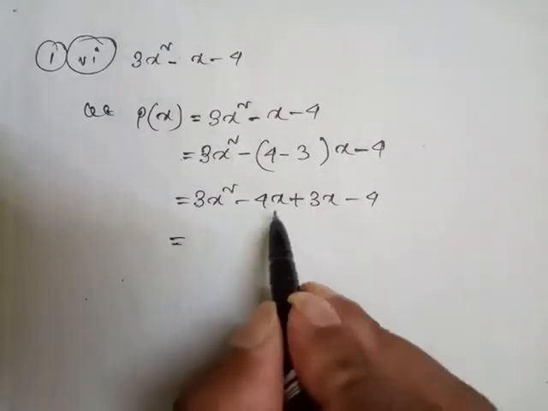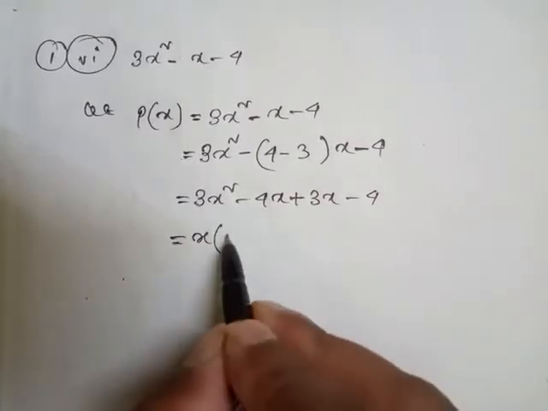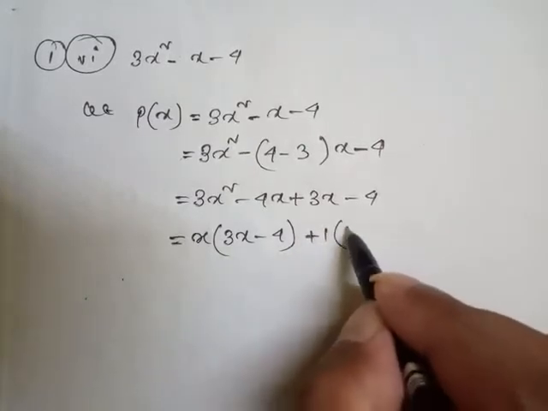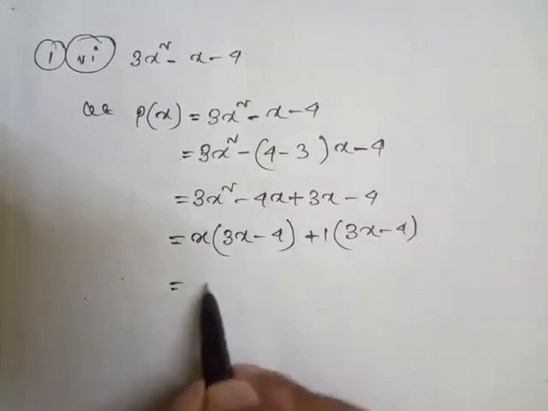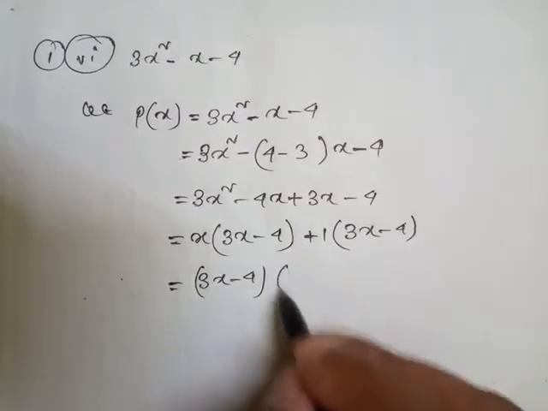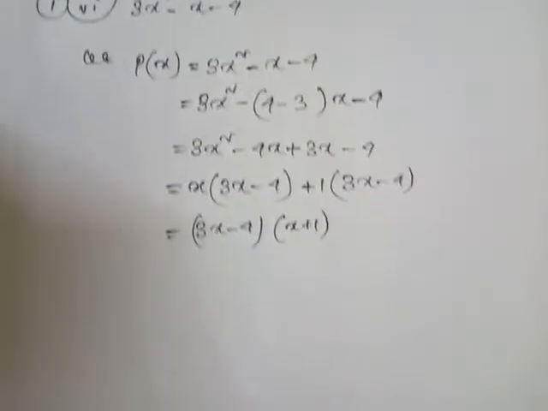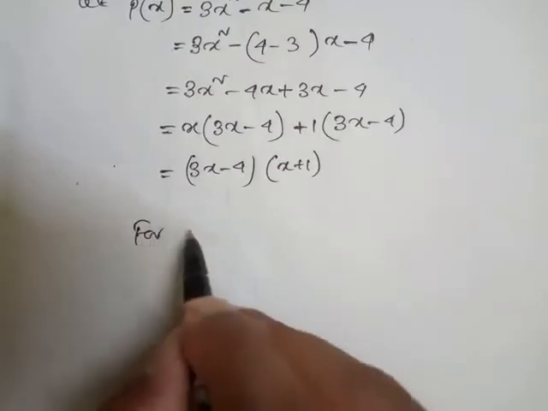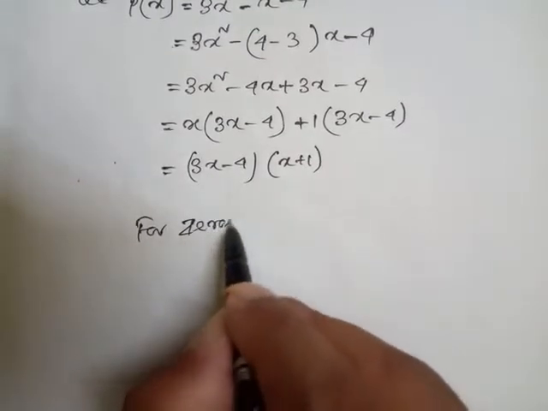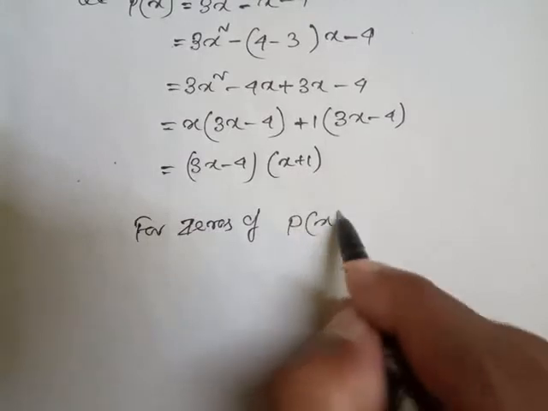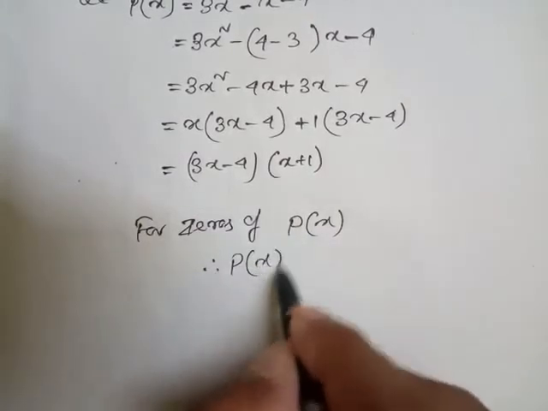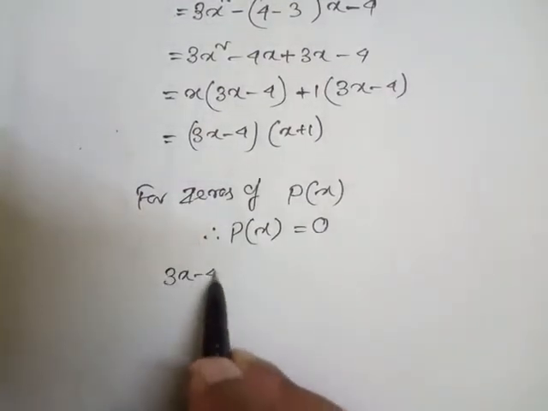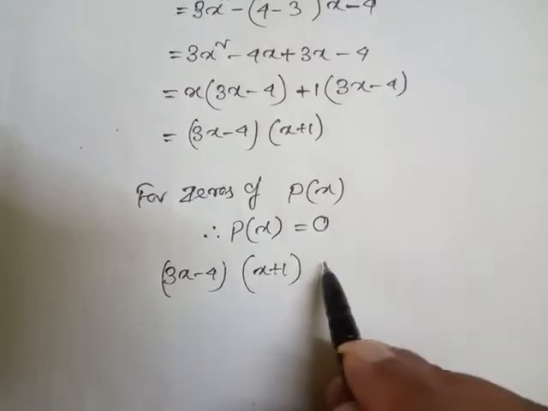Now look, 3x square then plus 4x minus 3x then minus 4. Now from here if I take only x common, here it would be 3x minus 4, and there is nothing to take common, so take 1 only, then 3x minus 4. So next would be 3x minus 4, and there is x plus 1. Now this is only the middle term portion. Now after that, for the zeros of p(x), therefore p(x) equal to 0. Now if p(x) equal to 0, what is the value of p(x) here? 3x minus 4 and x plus 1 equal to 0.